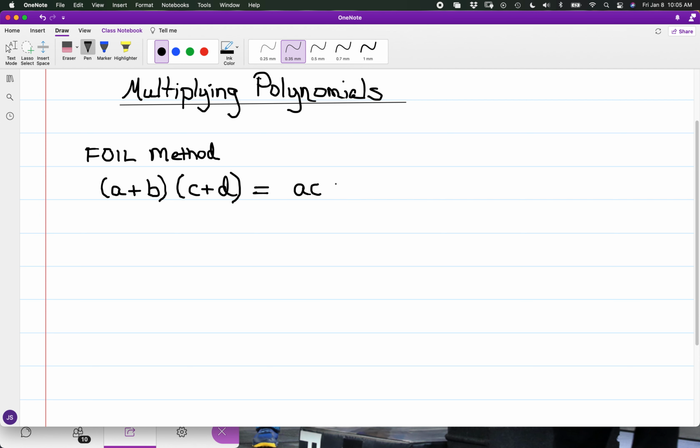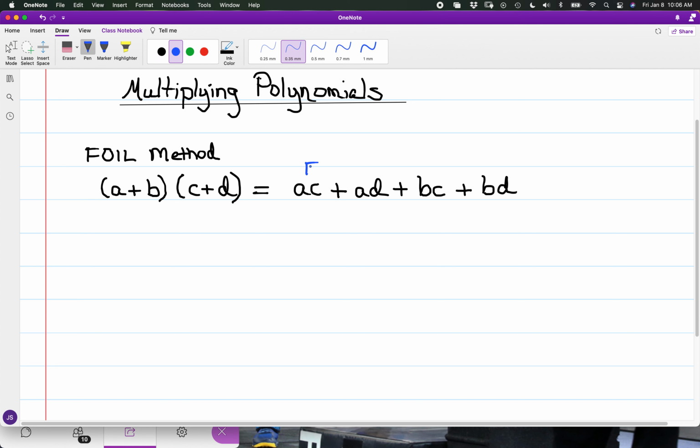So you have a times c, and then we have the terms most distant from each other, so we have plus a times d. And then we have the separated terms but closest to each other to multiply together, so you have b times c. And then we have the last terms from each of the groups to multiply, whereupon we have b times d. So again, FOIL: first terms, outside terms, inside terms, as well as the last terms.